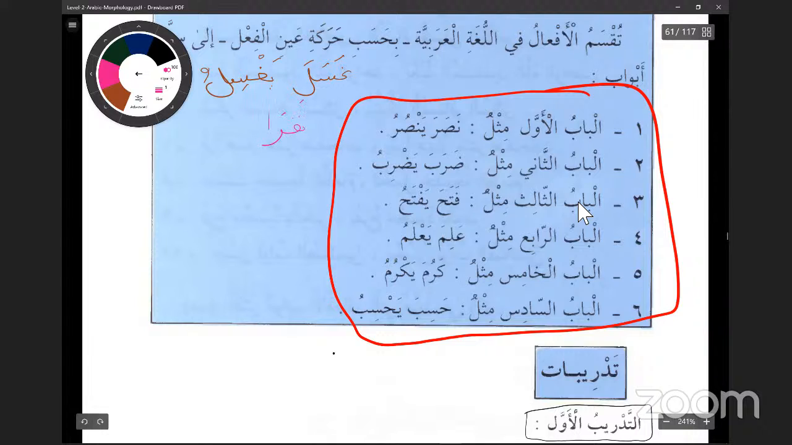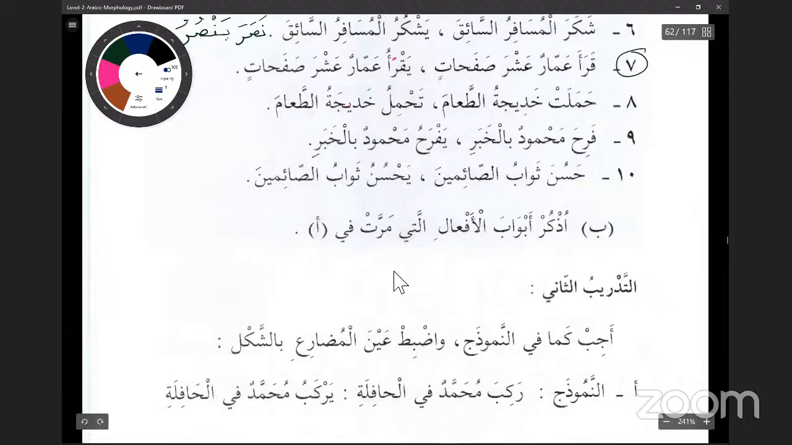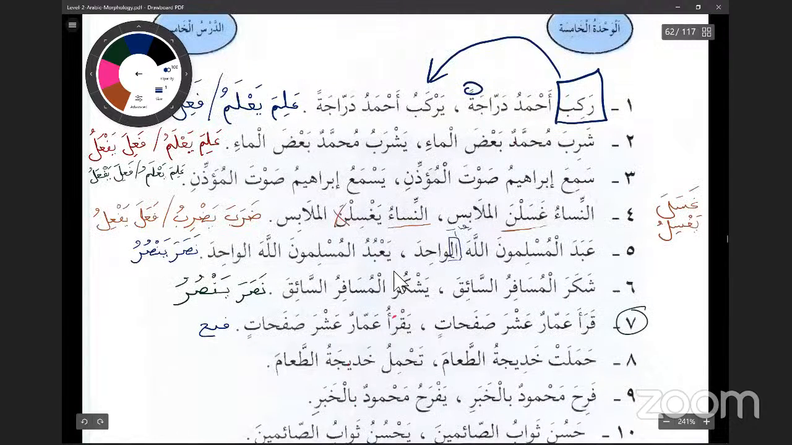So we have qara'a, yaqra'u. Yeah. So that's what we're supposed to pay attention to, the ayn al-fi'l. So it'll be fataha, yaftahu. Very good, mashallah. Fataha, yaftahu. Yes, very good. Barakallah.